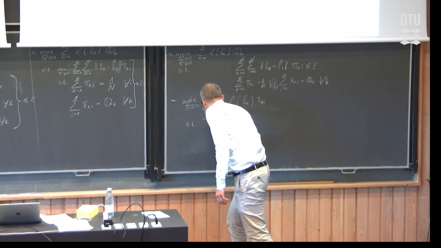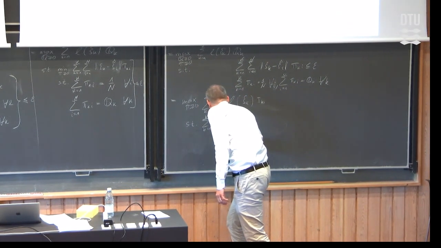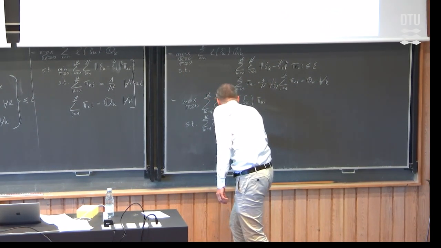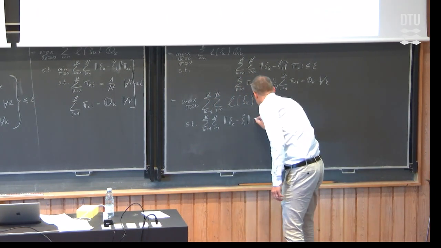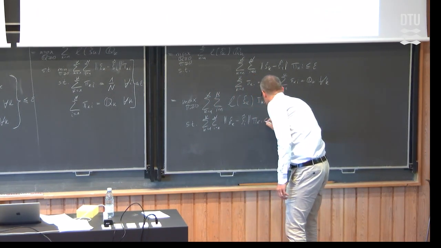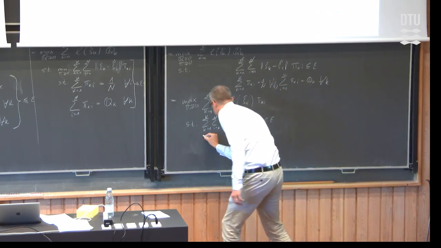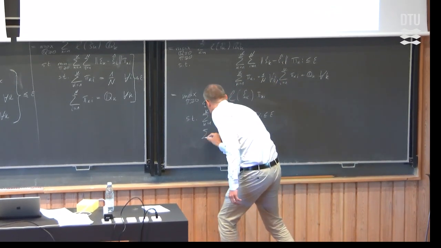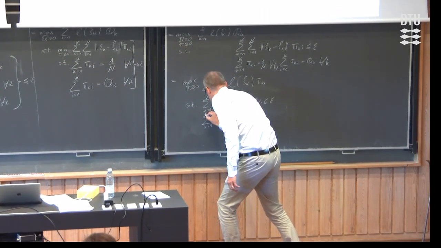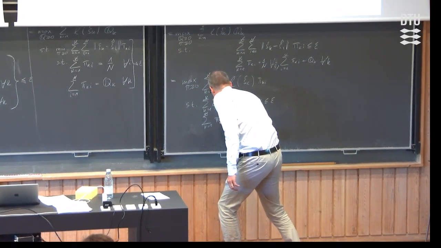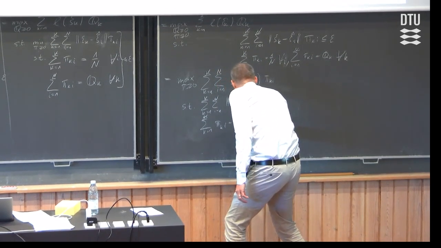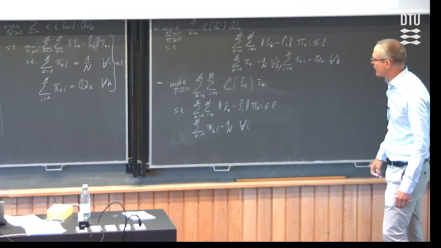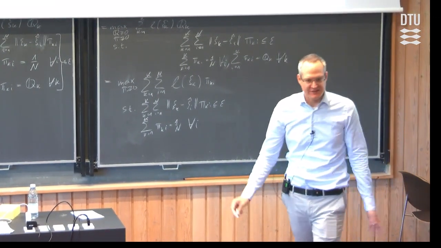Subject to sum from k equals 1 to capital K, sum from i equals 1 to capital N, distance between psi k and psi hat i times pi ki is smaller or equal to epsilon. And the sum from k equals 1 to capital K, pi ki is equal to 1 over n for every i.